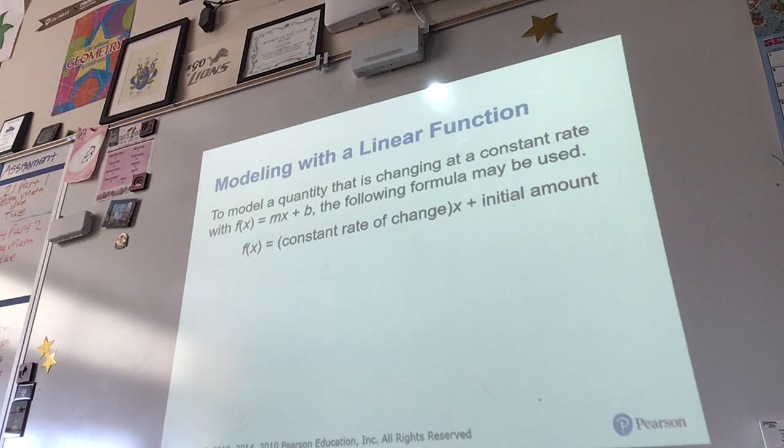So what you'll do is you'll be given a problem, and you'll need to find what the slope is, you'll need to find the y-intercept, and then you plug them into this formula. f of x equals the rate of change times x plus the initial amount. And that will give you something that looks like slope-intercept form. Okay?